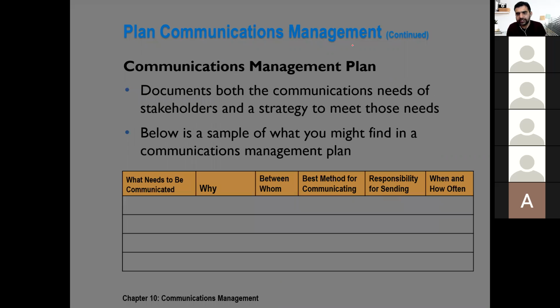The output of plan communication is nothing but the communication management plan. That is a subsidiary plan of our project management plan, and it talks about what information and messages need to be communicated, why they need to be communicated, between whom, what is the best method of communication, who is the person responsible for a particular type of communication, and what should be the frequency of communication. Those are some components; there could be more. Again, your communication management plan is always tailored according to your need.